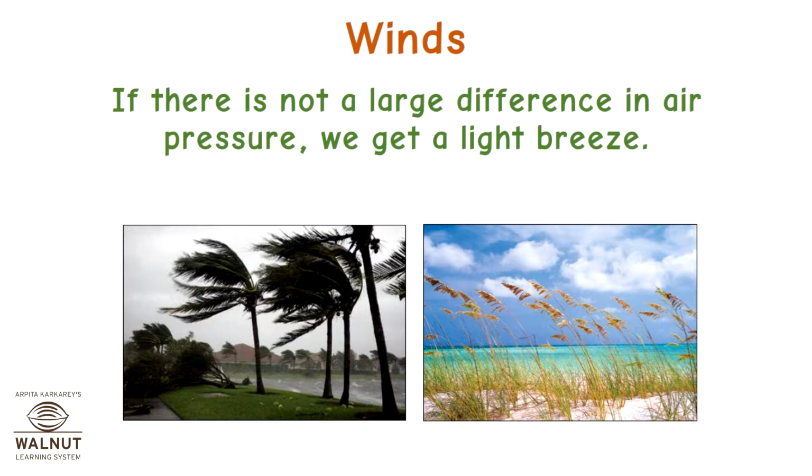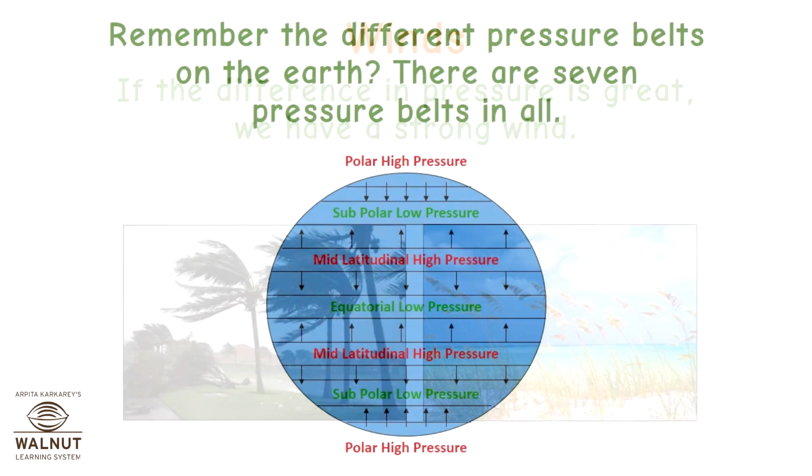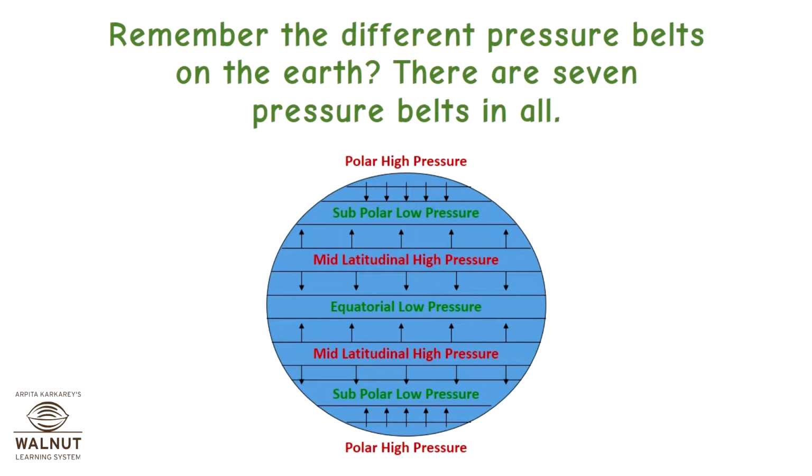If there is not a large difference in air pressure, we get a light breeze. If the difference in pressure is great, we have a strong wind. Remember the different pressure belts on the earth? There are 7 pressure belts in all.